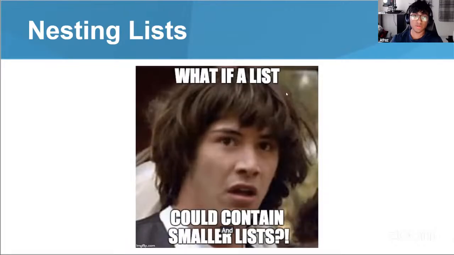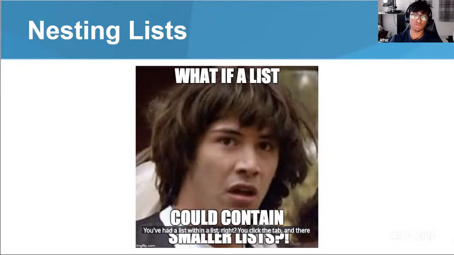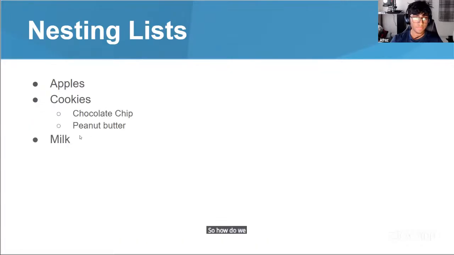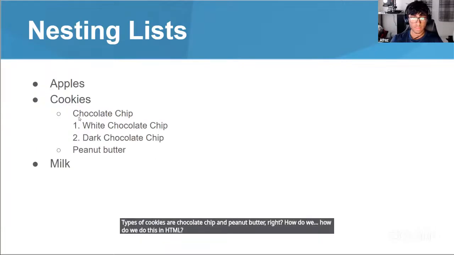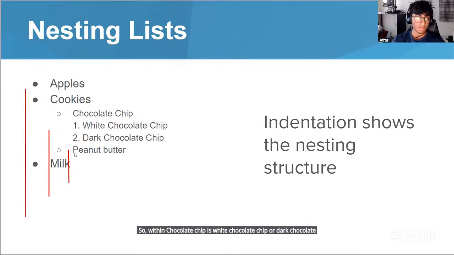And what if a list contains smaller lists? I'm sure you guys have used this in Google Docs in school or whatever. You've had a list within a list, right? You click the tab and there's a list within a list in Google Docs, for example. But that's not how you do it in HTML, right? So how do we do that in HTML? For example, cookies, right? Types of cookies are chocolate chip and peanut butter, right? And even within the list, we can make another list within that list, right? So within chocolate chip is white chocolate chip, dark chocolate chip, right? And indentation shows the nesting structure of this, right?